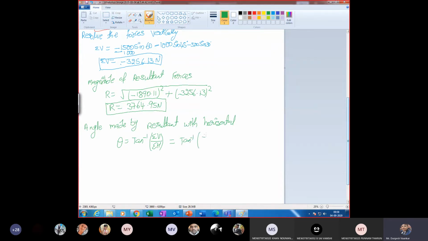Now tan inverse of minus 3256.13 divided by minus 1890.11. Then finally theta value will be 59.86 degrees. This one is your theta value. Next, this second part of your problem is over.